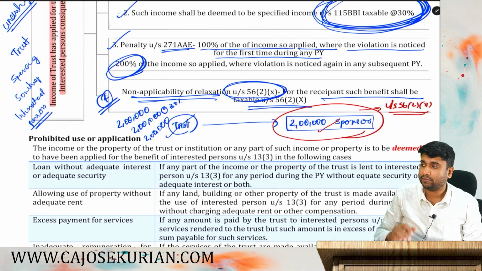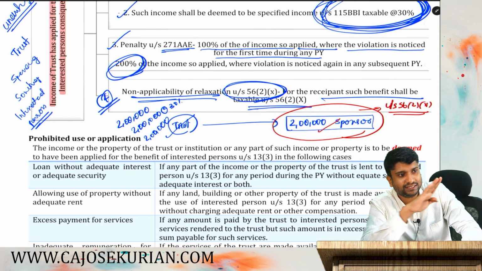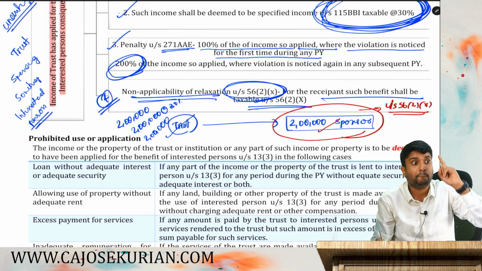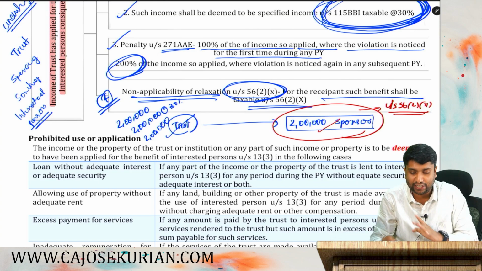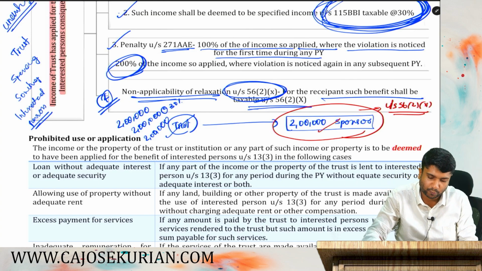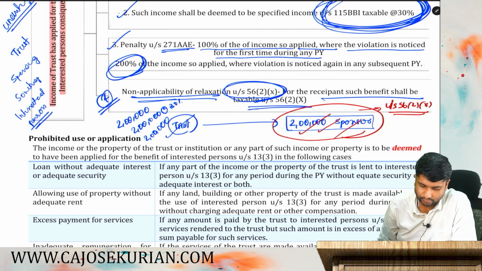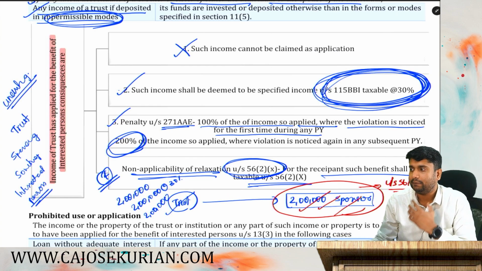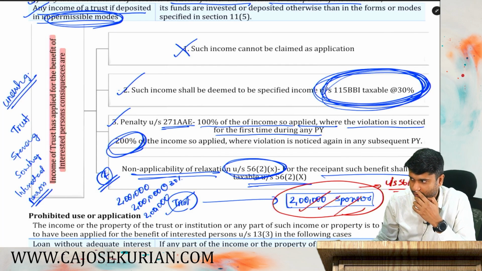Normally under 56 subsection 2 clause number 10 there is an exception. Any benefit that you receive from a trust is not taxable under 56 subsection 2 clause 10, but you will not get that particular exception benefit. It will be fully taxable in the hands of the sponsor under 56 subsection 2 clause 10. Are you with me? So these are the consequences of applying some income for the benefit of sponsor or founder. I hope this much is clear for you.